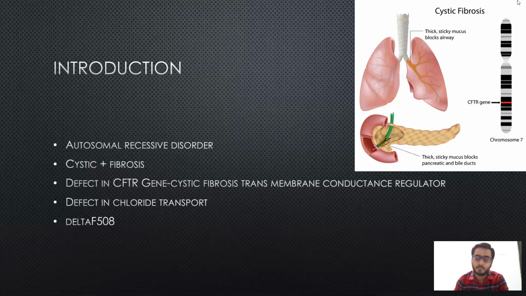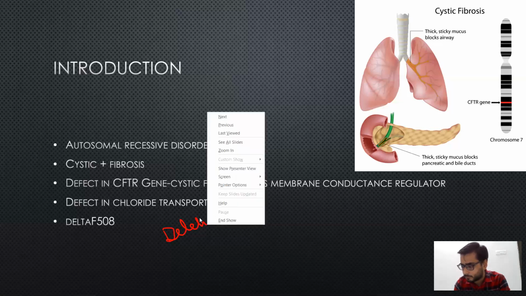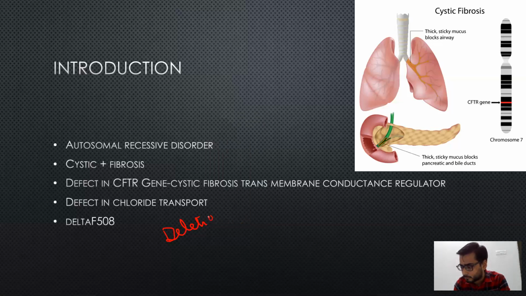In delta F508, delta means deletion, F stands for phenylalanine, and 508 is the 508th amino acid of this gene. Delta F508 is found in more than 60 to 70% of patient mutations. This is the most common mutation.